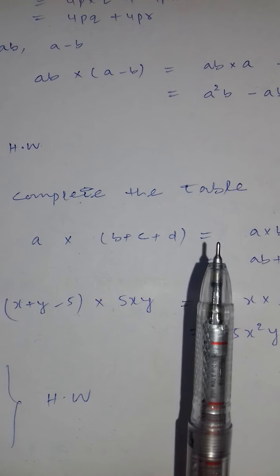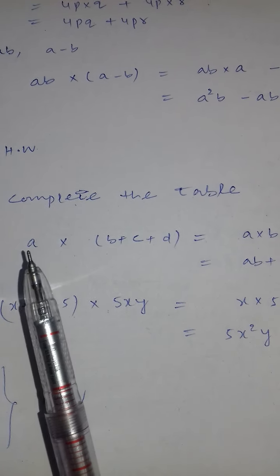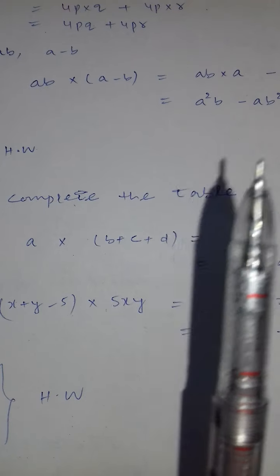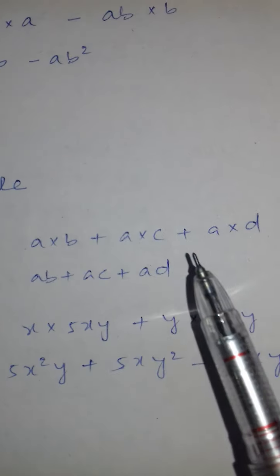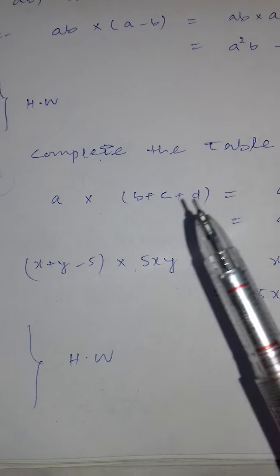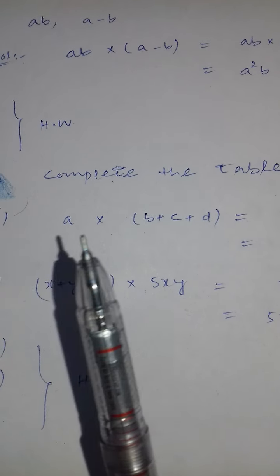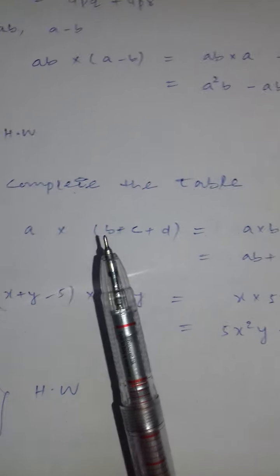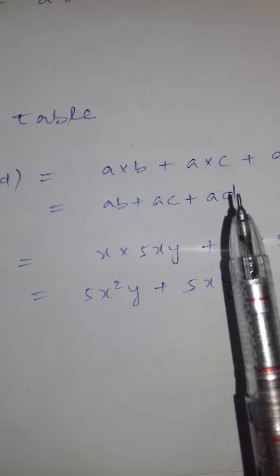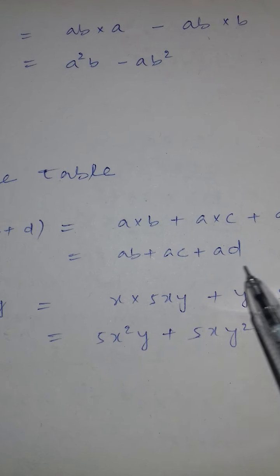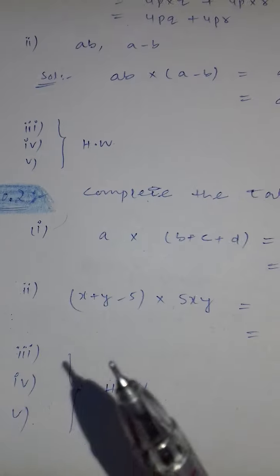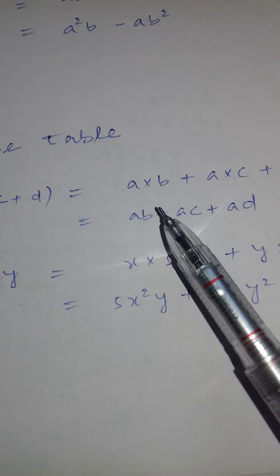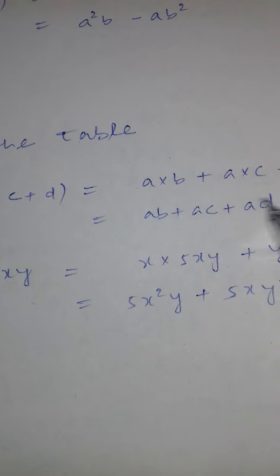A into b plus c plus d, that means a into b. First of all you multiply a into b, and you can directly write this down. No need to write down this step that I am writing, it is just explanation, otherwise you can skip this step. A into b, you can write ab directly. A into c, ac, plus a into d, ad. You can also write down this step if you want. If you got the concept, then you can write the direct step.